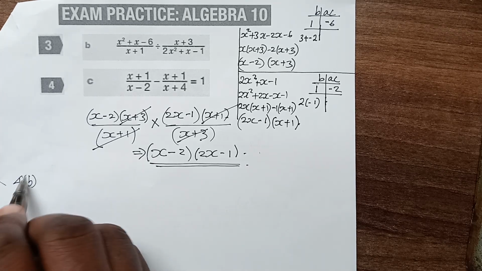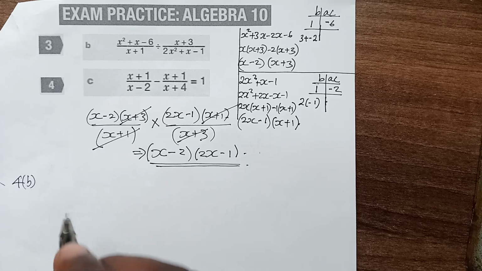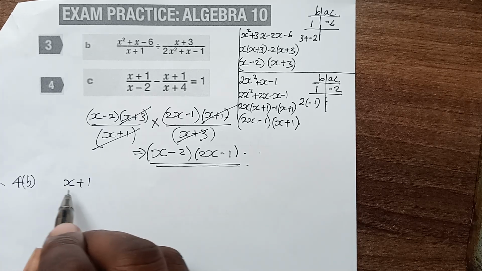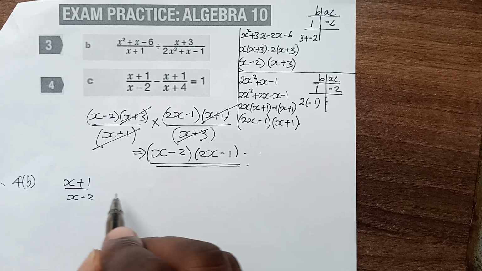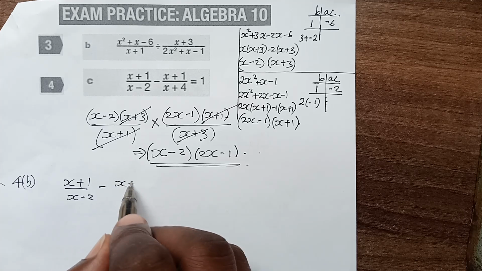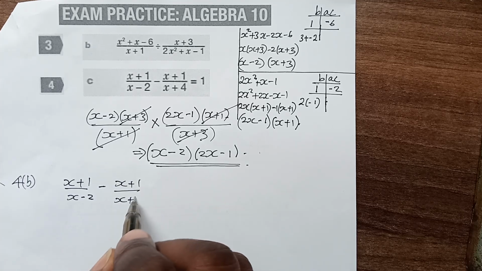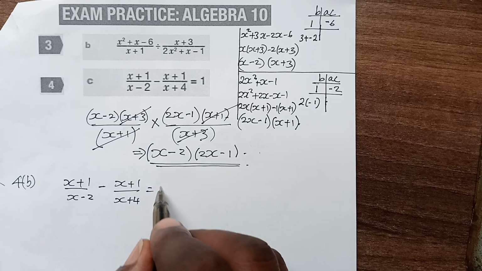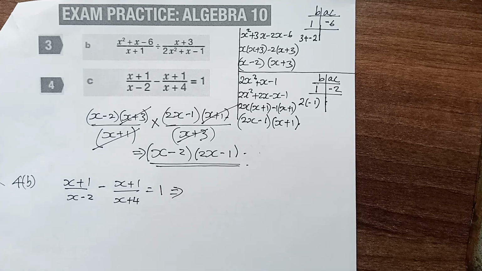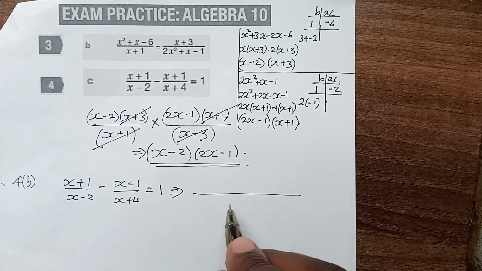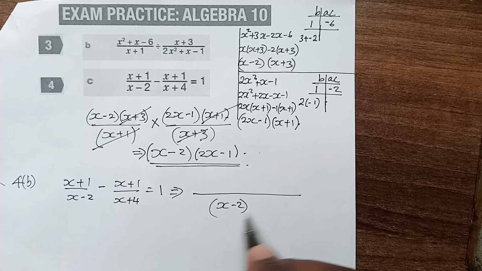Question 4, part C, we have (x plus 1) over (x minus 2) minus (x plus 1) over (x plus 4), which is equal to 1. As we know, because we have a difference between two fractions, we have to identify the LCM of the denominators, which by itself is (x minus 2)(x plus 4).